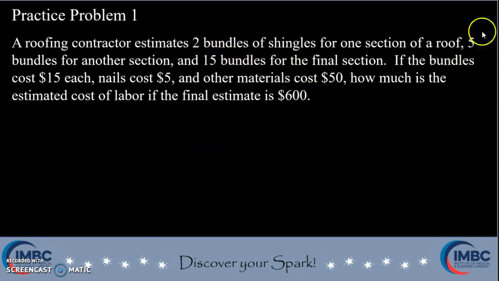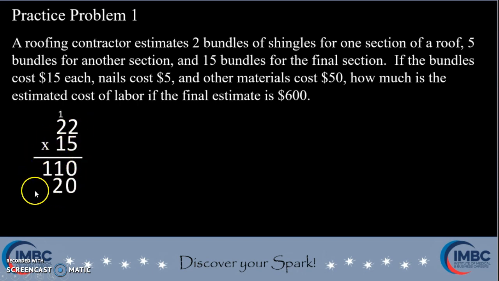We have 15 bundles here. I see 5 bundles. 15 and 5 is 20, and another 2 bundles, 22. So we can do that in our head. So we have 22 bundles. They each cost $15, and so we're going to do some multiplication next. So 22 times 15. 5 times 2 is 10. Carry the 1. 5 times 2 is 10, plus the 1, 11. Bring down the 0. 1 times 2 is 2, and 1 times 2 is 2. We add those two numbers up. 0, 1 plus 2, 3. 1 plus 2, 3. $330 is the cost of the shingles.